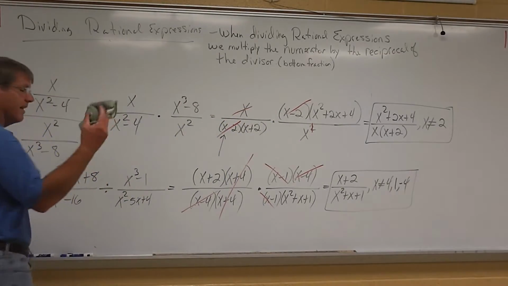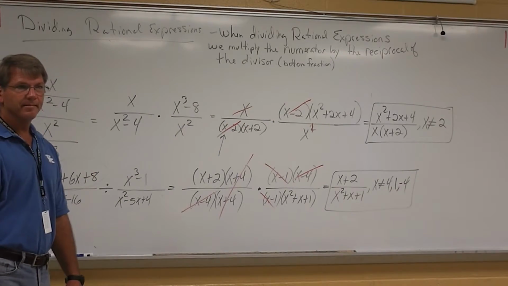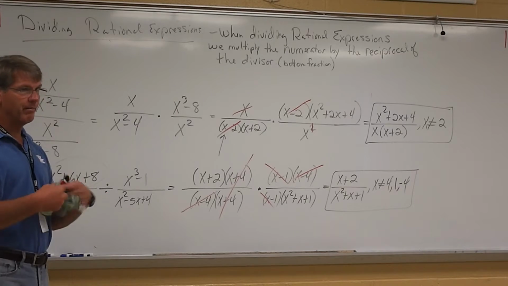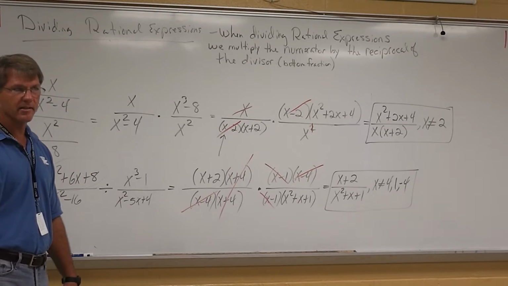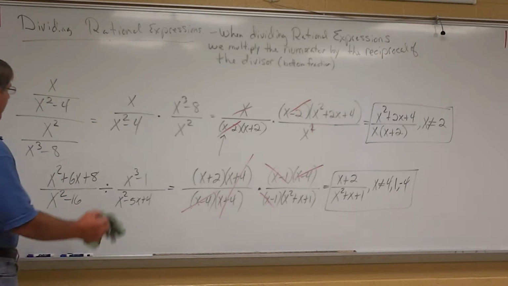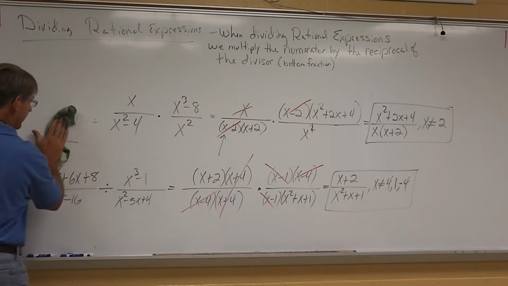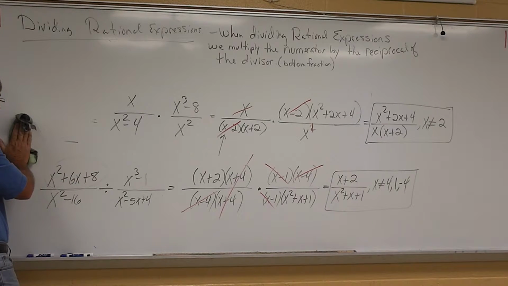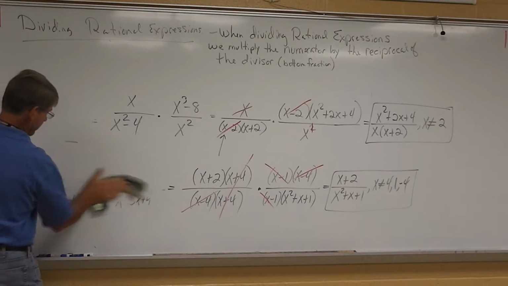All right, that's dividing rational expressions. Just multiply by the reciprocal and boom, it turns into a multiplication problem just like last night. That shouldn't be a big extension. Any questions on anything we got up here before I erase? All right.